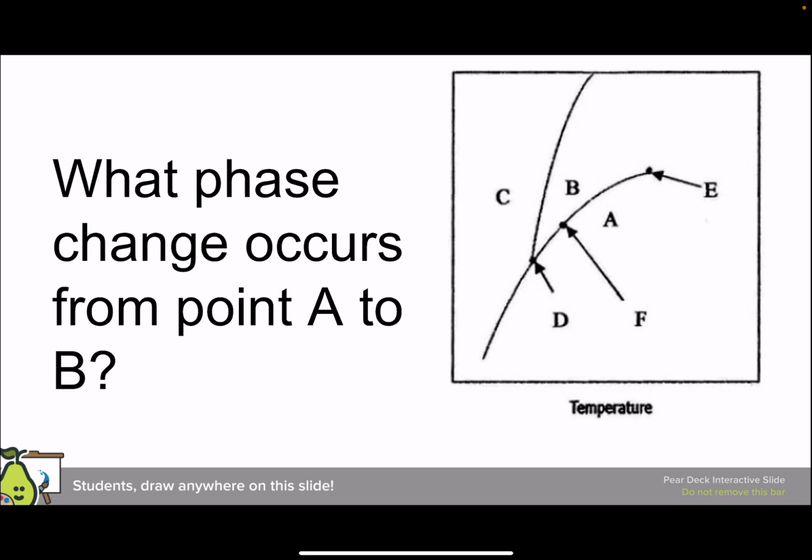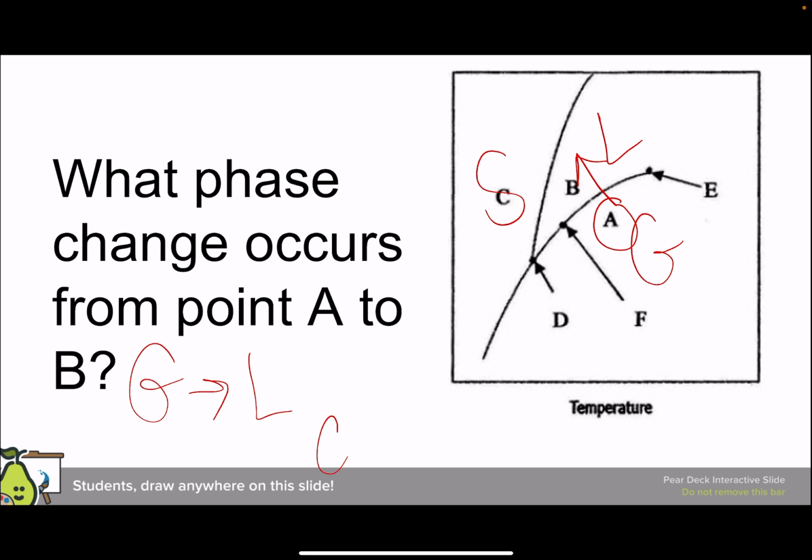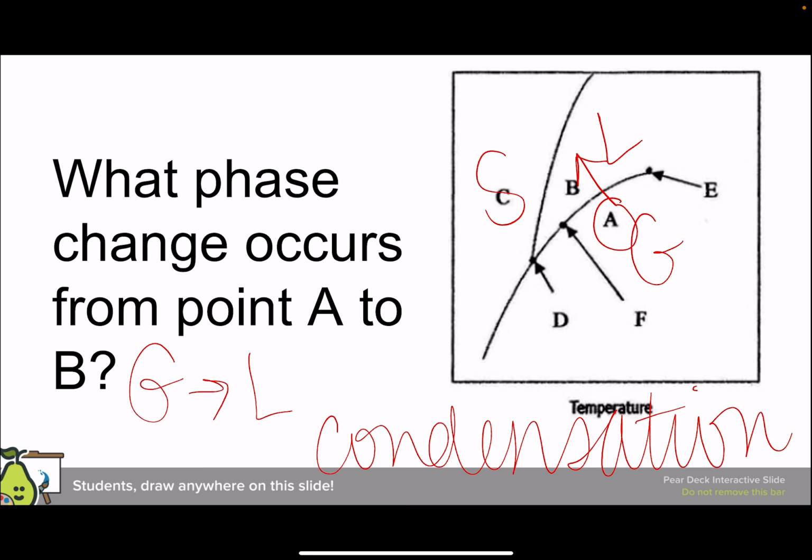Okay, what phase change occurs from point A to point B? So I have my solid, I have my liquid, I have my gas. A to B is going from my gas to my liquid, so that's going to be condensation for it.